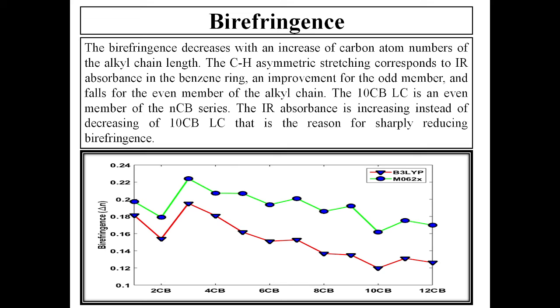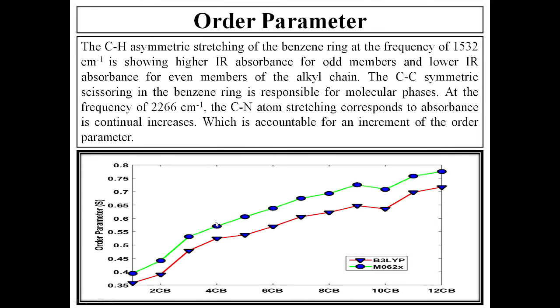Tense CVLC is an even member of the NCB series. The higher absorption is increasing instead of decreasing in the tense CVLC, which is the reason for sharply reducing birefringence. One can see here the alteration of birefringence with the variation of alkyl chain studied with two methods. The order parameter.